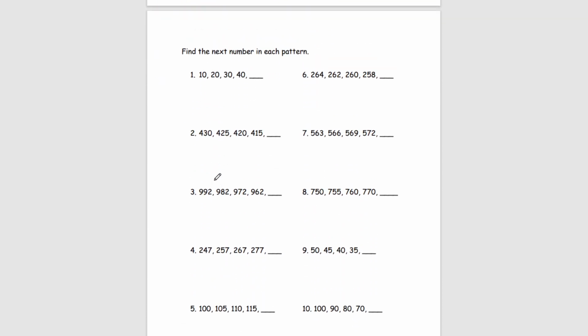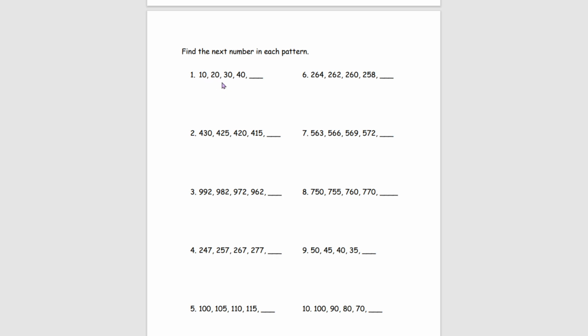Moving on to our next page, we have find the next number in each pattern. And for number 1, our pattern goes 10, 20, 30, 40, blank. And so we're trying to find the next number in this pattern. To find our pattern, we can just see what's similar between each number shown.